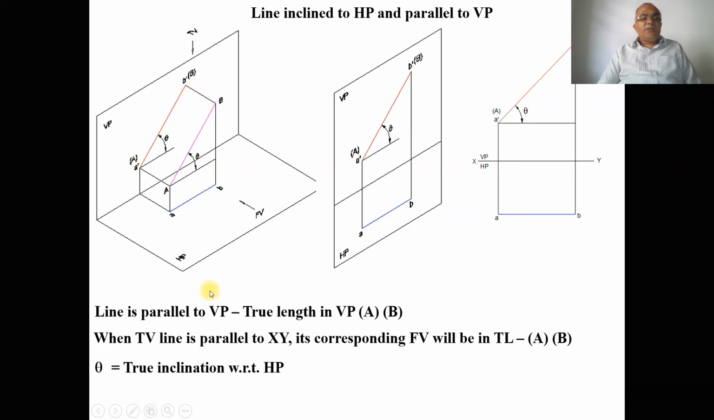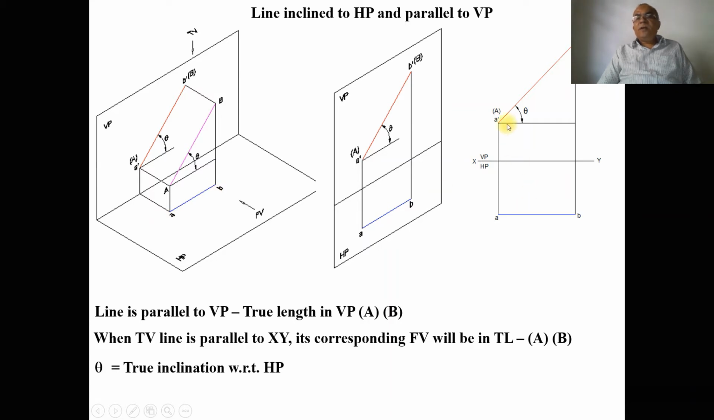So in other words, when the line is parallel to XY in the top view, its corresponding front view will be in true length. Similarly, when the line is inclined to HP, its apparent length is seen in the horizontal plane. You can see that its apparent length is seen in the horizontal plane.